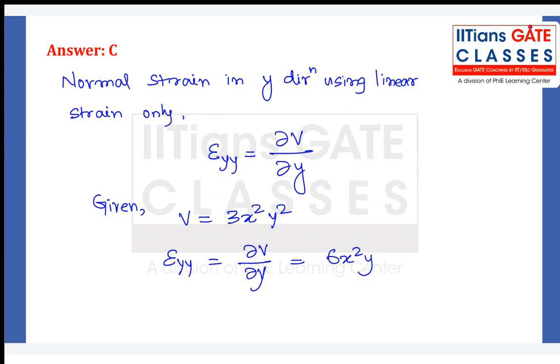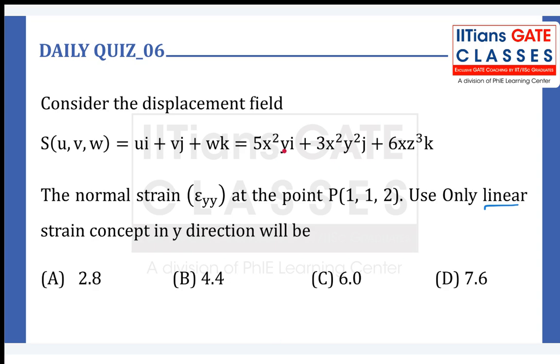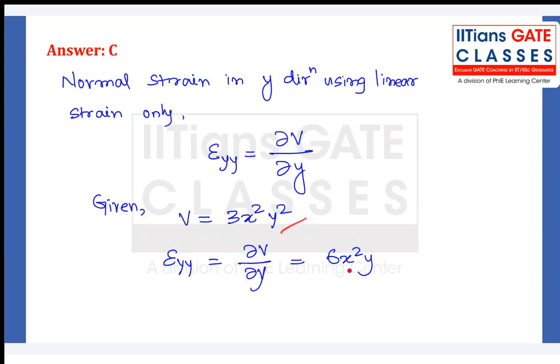The linear strain in y direction is the partial differentiation of the y component with respect to y. This is the y component, 3x square y square j, isn't it? Let us just cross check it. So this is the y component, simply partially differentiate with respect to y. You'll get it as 3x square y.